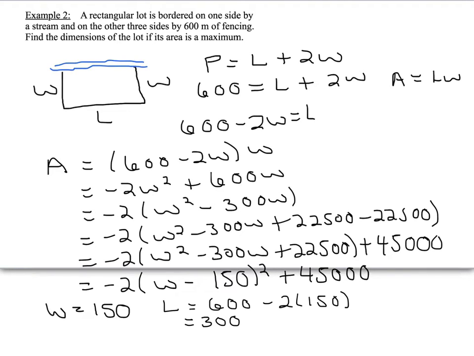Okay, so the question was just asking us to find the dimensions. We know the maximum area. If the question was asking for the maximum area, we could report this value, but the question's only asking for the dimensions, so our therefore sentence should just reflect what was being asked for.